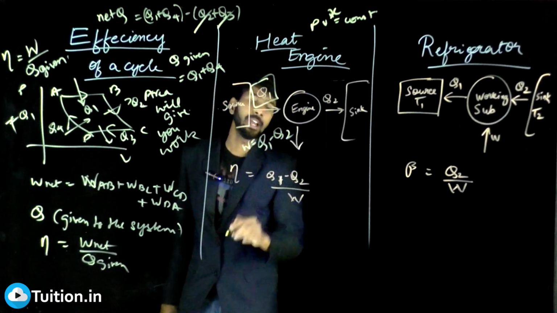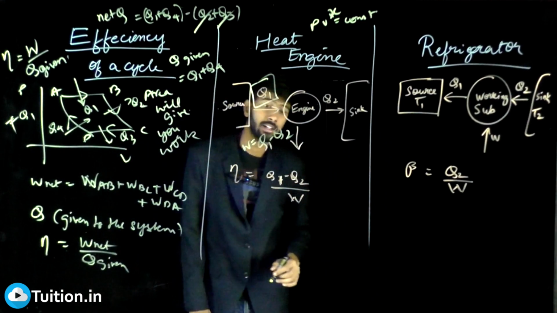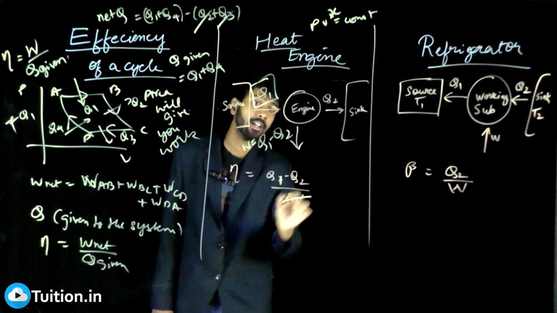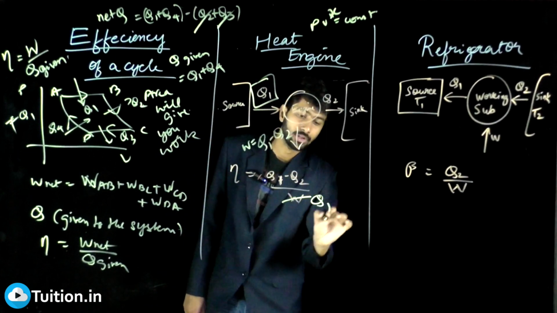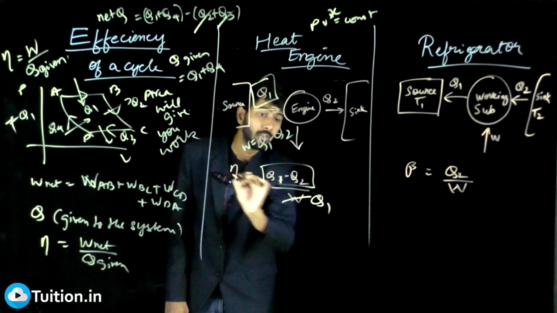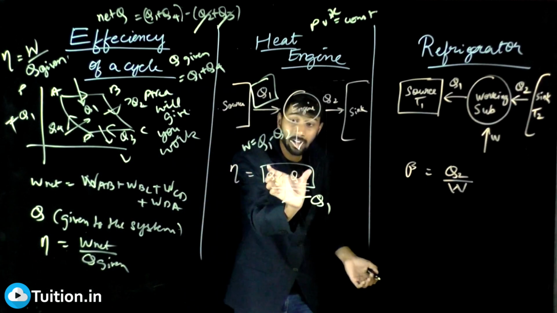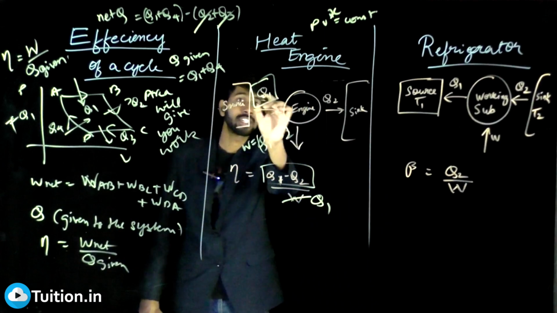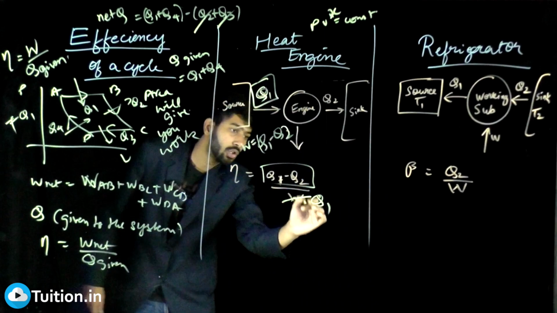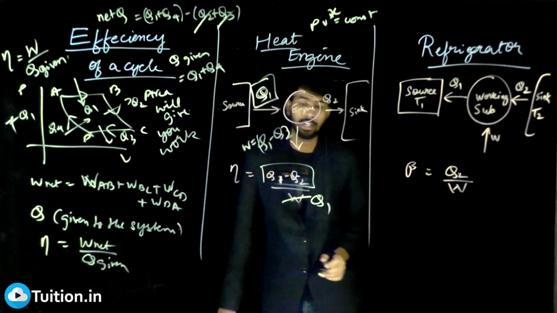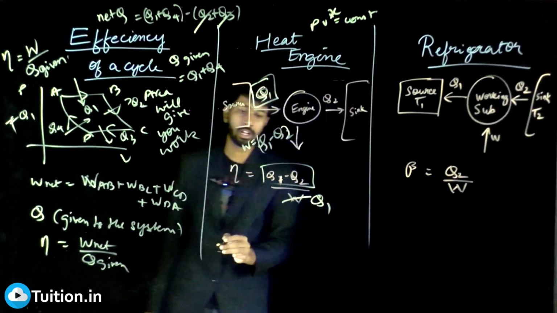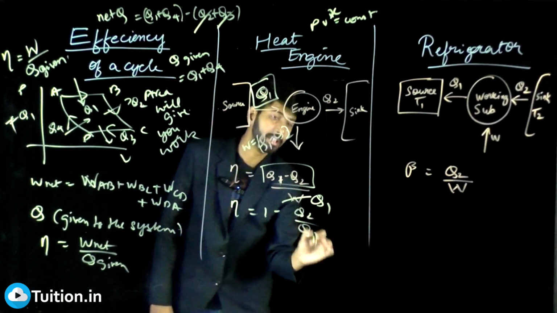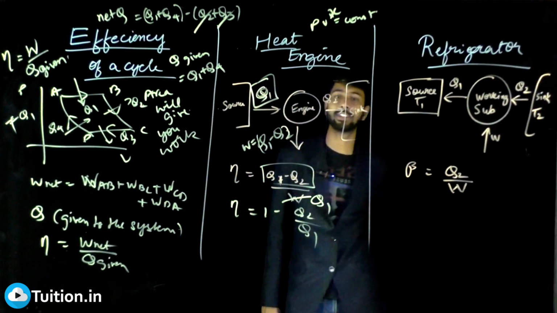So the efficiency formula is... I'm sorry, this is wrong. This is Q1, right? So once again, efficiency of a cycle is work done, which is Q1 minus Q2 here, by Q given. What is Q given here? Q1, right? So Q1 is what you give. So you will only put Q1 in this formula. So your efficiency, for a heat engine, is nothing but 1 minus Q2 by Q1, where Q1 is taken from the source and Q2 is given to the sink.